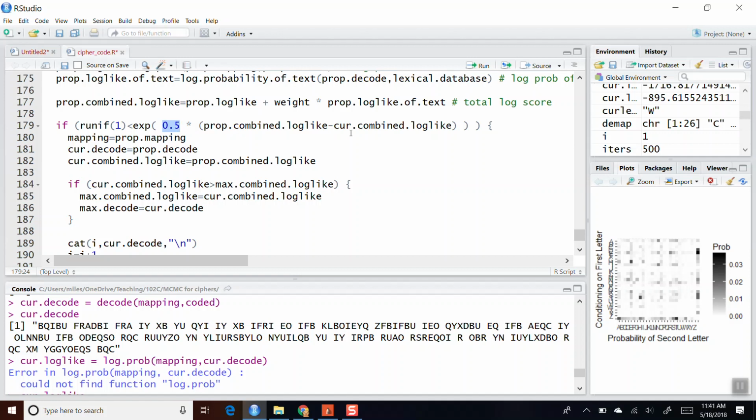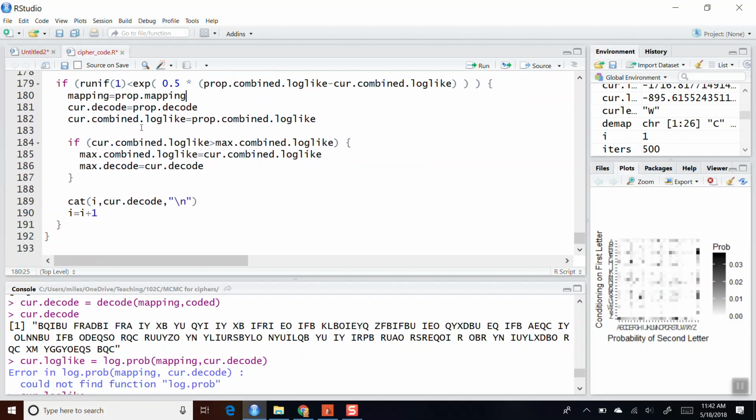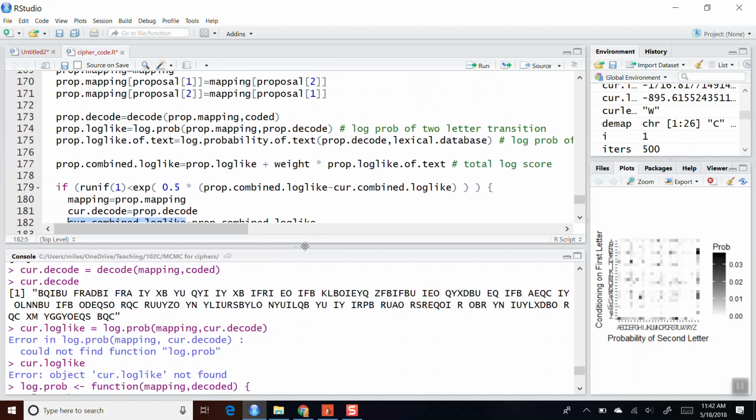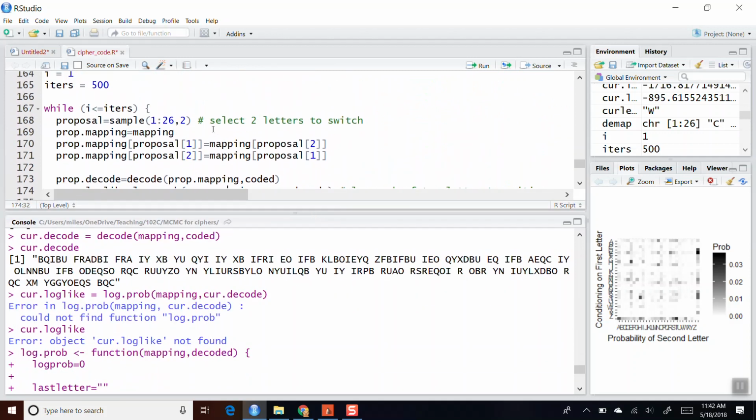And so we take the difference, and this is going to be like, do we accept this proposed value, yes or no? So if a random uniform number is less than the proposed probability, then we will take our proposed mapping and assign it to our mapping. We update our current decoding, and we'll update our current score, okay? And we just do that. Okay, so let's try running this and see what happens.